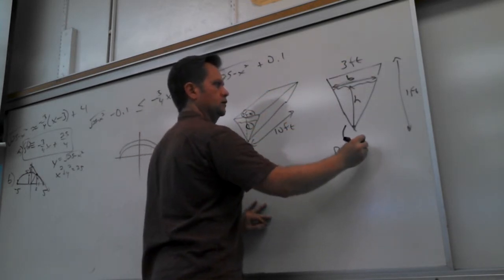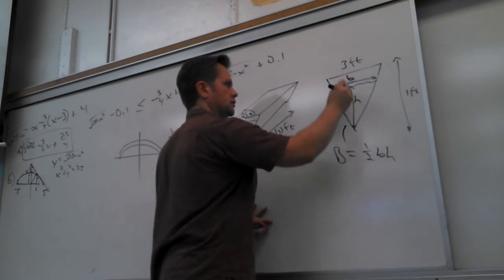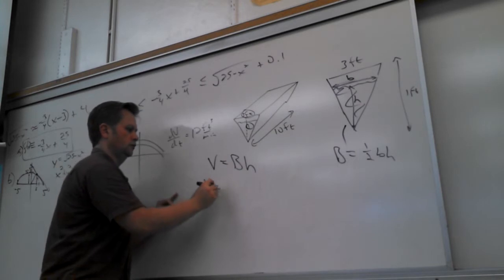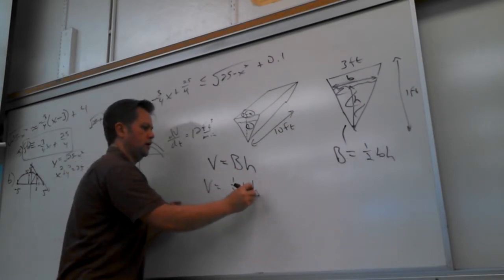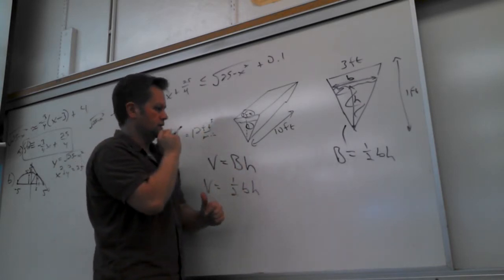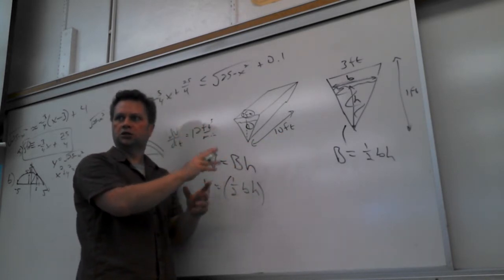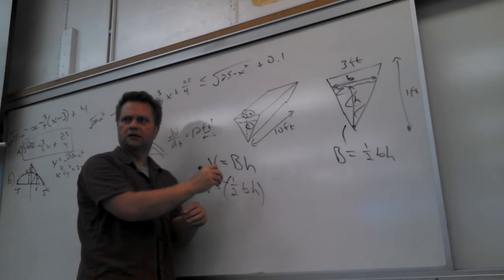So big B is 1/2 BH. That's the area of the water, right? H2O. So 1/2 BH. Now one thing I have to be careful about. Well, it doesn't matter, Jeff. This is just 10. It's not another H. You with me?